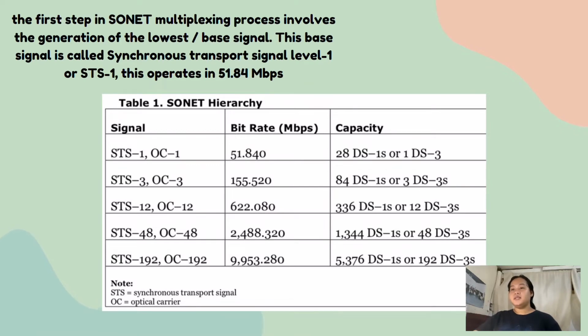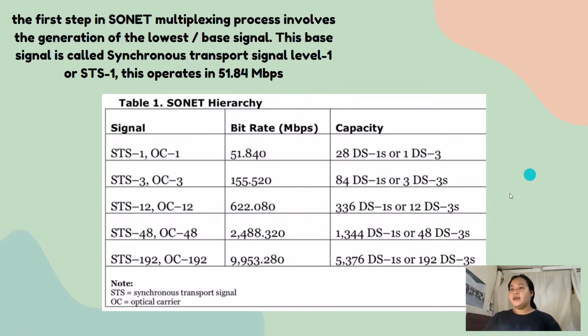SONET multiplexing is done by byte interleaving, and so the transmission links of the telephone network have been changing to SONET, where rates are arranged in the STS, or Synchronous Transport Signal, hierarchy. The first step in the SONET multiplexing process involves the generation of the lowest base signal, called the Synchronous Transport Signal Level 1, or STS-1, which operates at 51.84 Mbps.